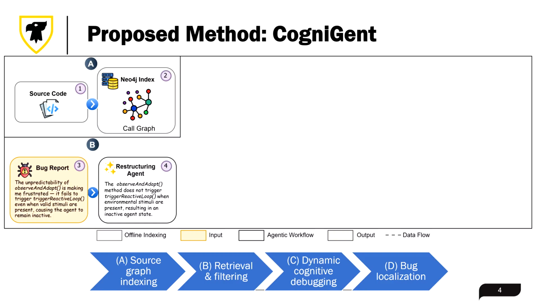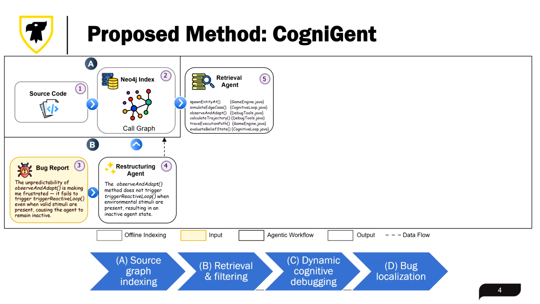Then we introduce our agent called the restructuring agent. In the bug report, you will have different information in an unstructured way. This agent is responsible for making the bug report structured: what is the faulty behavior, what is the expected behavior, and what are the steps to reproduce. Using this structured bug report, our retrieval agent will then retrieve a set of candidate code segments based on textual as well as semantic similarity.